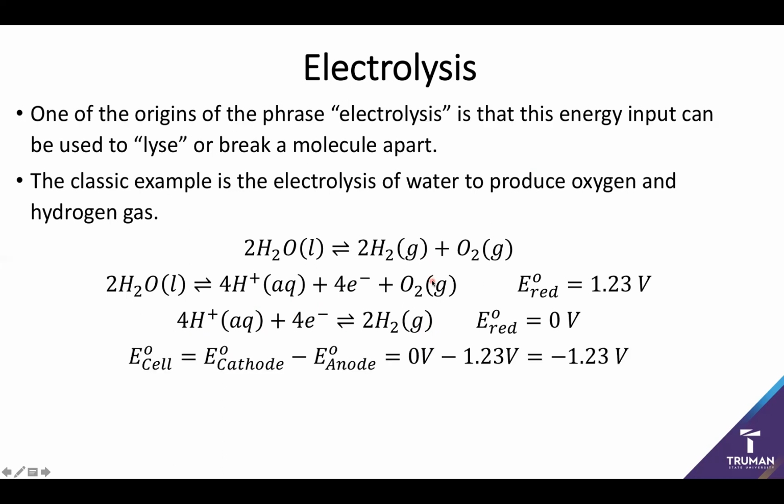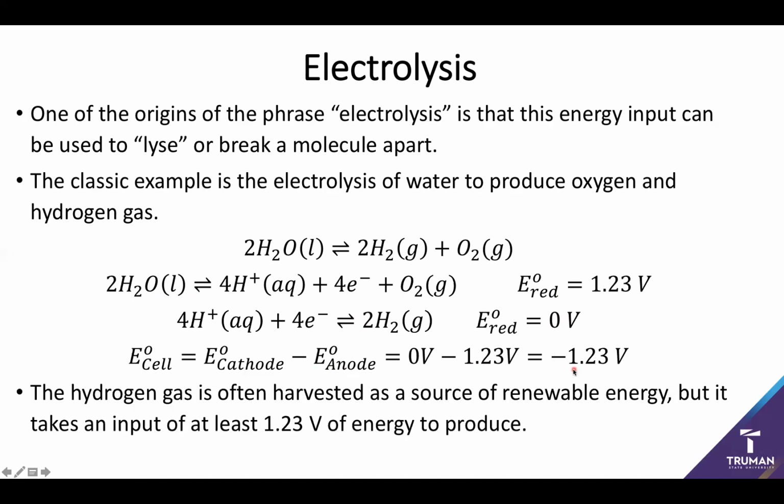So to try and determine the overall cell potential for this electrolysis reaction, we'll take the cathode reaction. That's going to be our reduction reaction for forming hydrogen, minus the anode reaction. That would be the reduction reaction for the oxidation of water. So again, that'd be 0 minus 1.23 volts with an overall potential of negative 1.23 volts. Yep, this reaction, not so favorable.